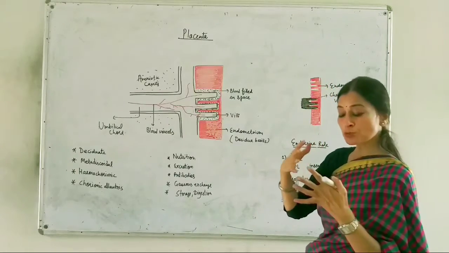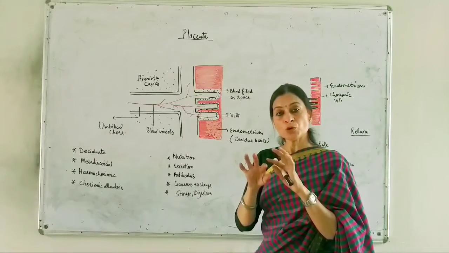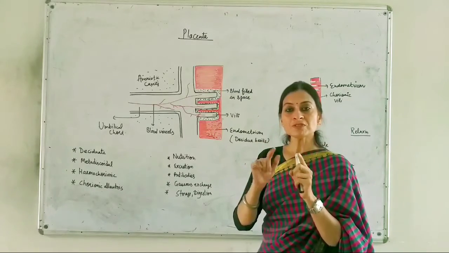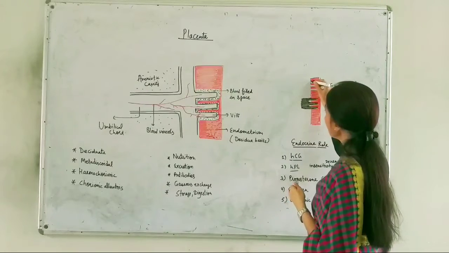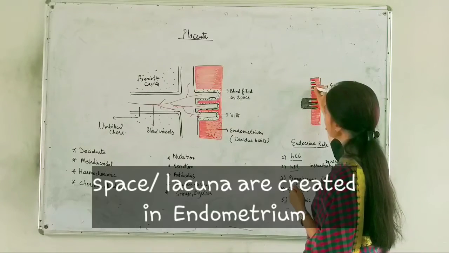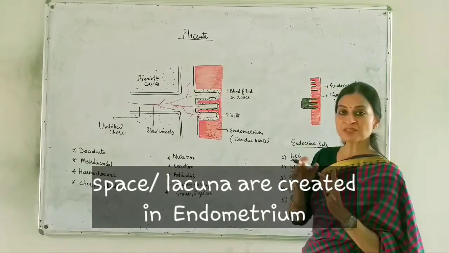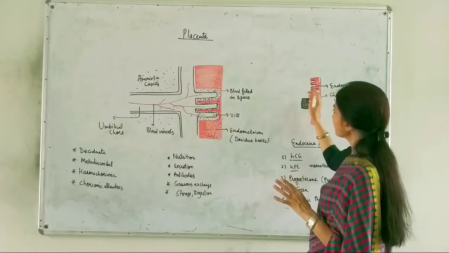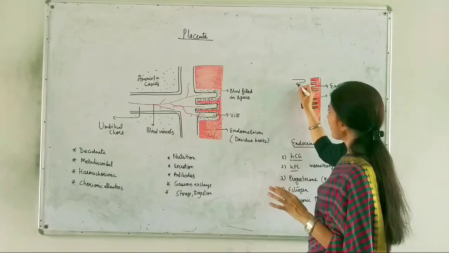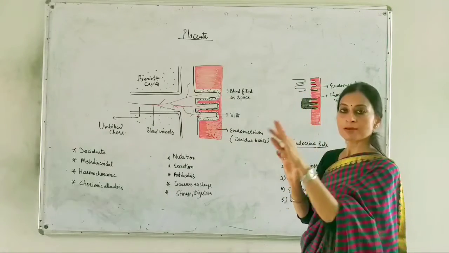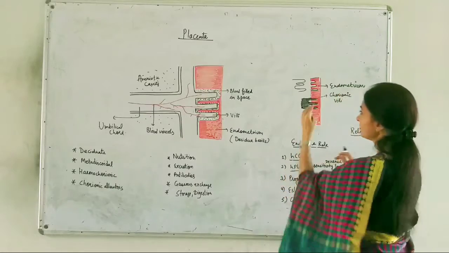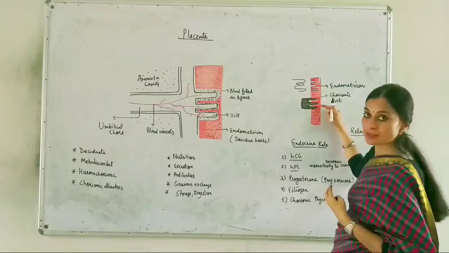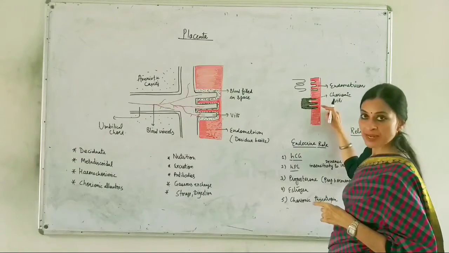How are they going to create the spaces? Because the chorion will secrete some enzyme and start eroding the wall of the uterus. This erosion will create spaces in this structure. These spaces are known as the lacuna, and in these spaces the villi will enter and get interdigitated, meaning they get locked in these spaces as I have shown in this diagram.